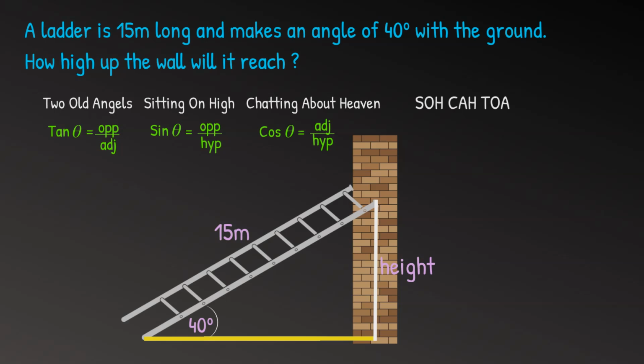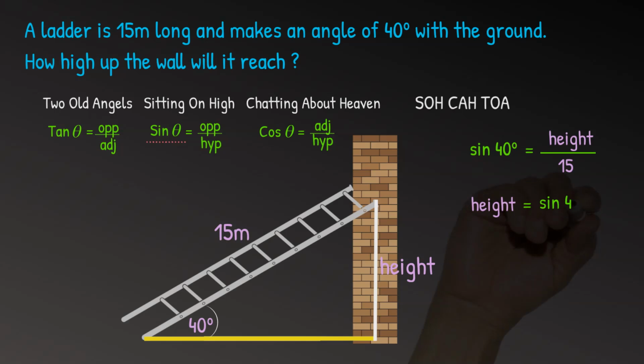In this triangle, we have the angle and the hypotenuse, and we want to find the opposite side. Therefore, we're going to use the sine function. So the sine of 40 degrees is equal to the height divided by 15. This means that the height is equal to the sine of 40 times by 15.